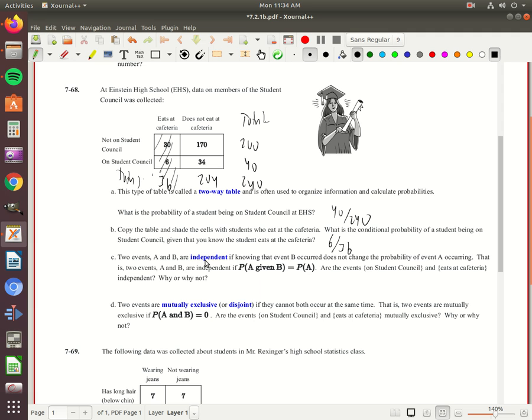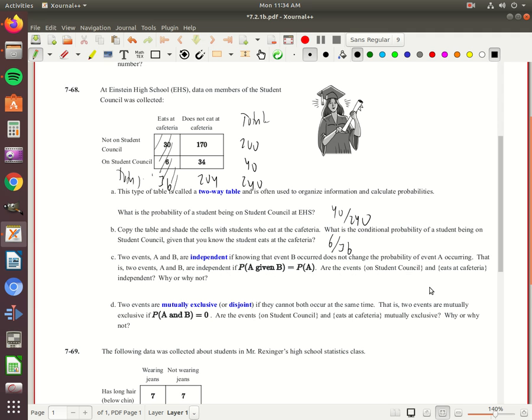It says 2 events A and B are independent if knowing that event B occurred does not change the probability of A occurring. And we already talked about associations a bit, right? So independence is just another way of talking about association. Independent means not associated. Dependent means associated. So it says that two events A and B are independent if the probability of A given B equals the probability of A.